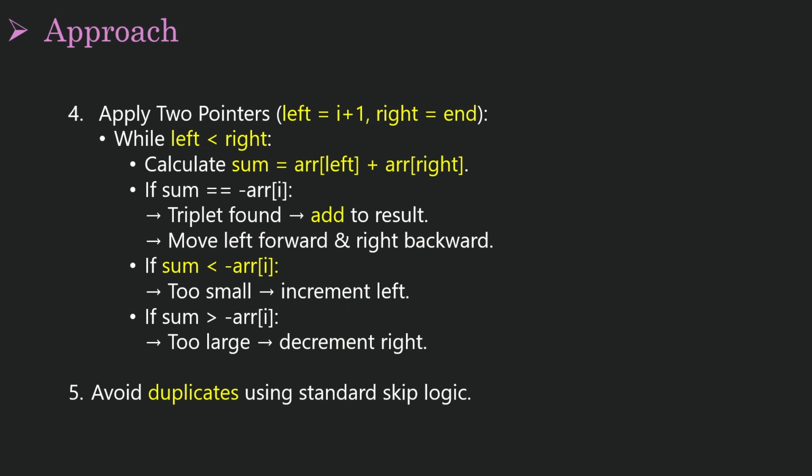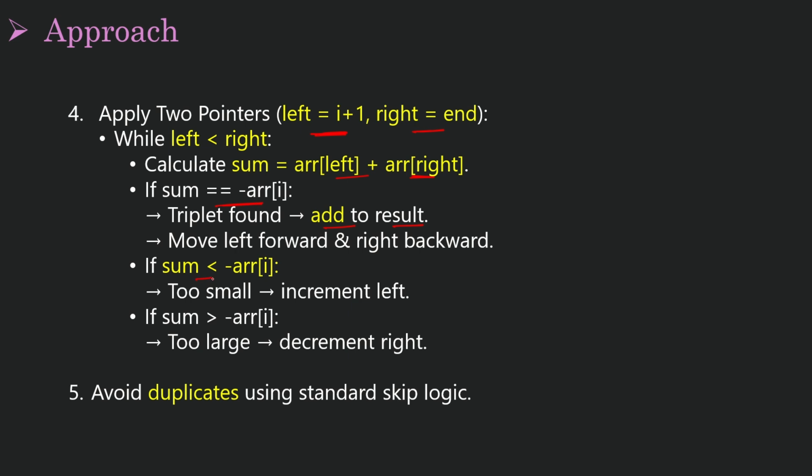To find these two numbers, we use two pointers, one starting just after i, let's call it left, and one at the end of the array, call it right. Since the array is sorted, we can calculate the sum of array[left] plus array[right]. If the sum equals minus array[i], we found a triplet, i, left, right. Add it to our result and move both pointers, left forward and right backward, to look for more pairs.